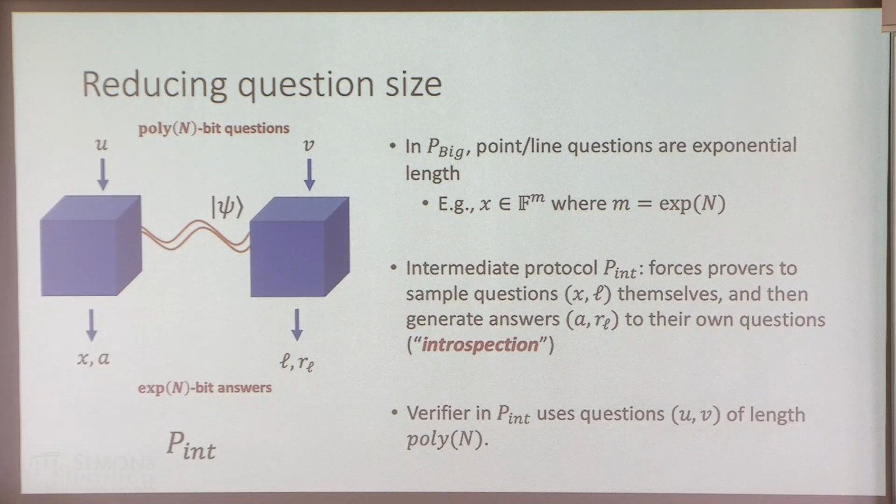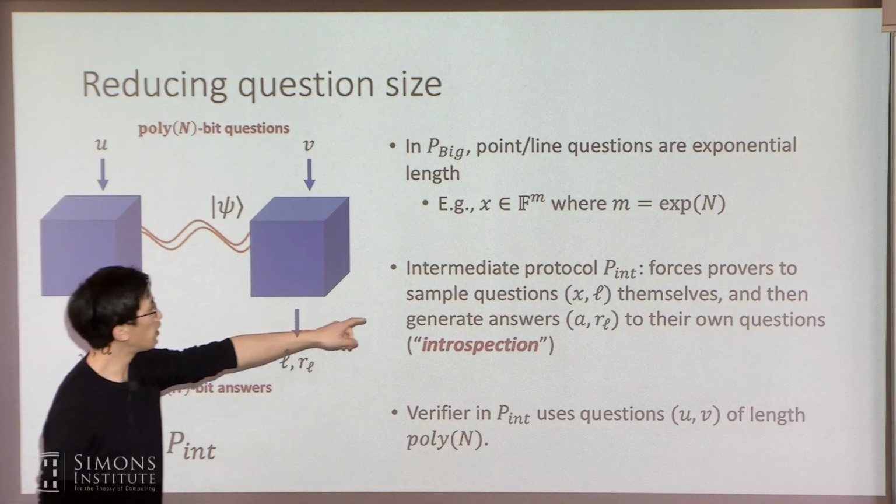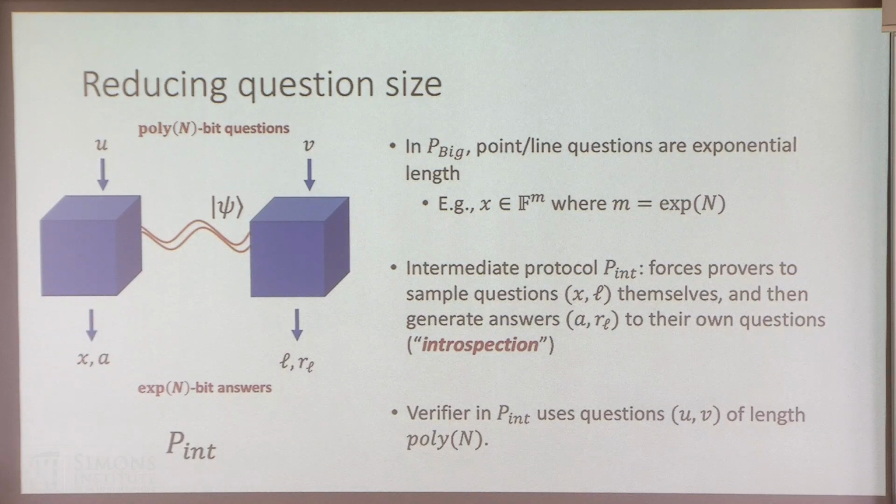So we're going to create an intermediate protocol, P int, where instead of the verifier generating this point and line by itself, it's going to ask the provers to do it for the verifier. It's going to run some protocol using very short questions, and it's going to tell the provers, not only do I want you to come up with an answer, I want you to generate the question yourself. I don't have enough time to do it, why don't you do it for me? This is the technique that Natarajan and Wright call introspection. You're getting the provers to ask themselves the questions. Of course, why would the provers cooperate with you?